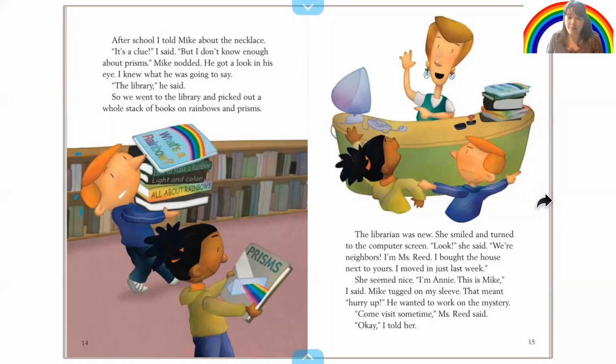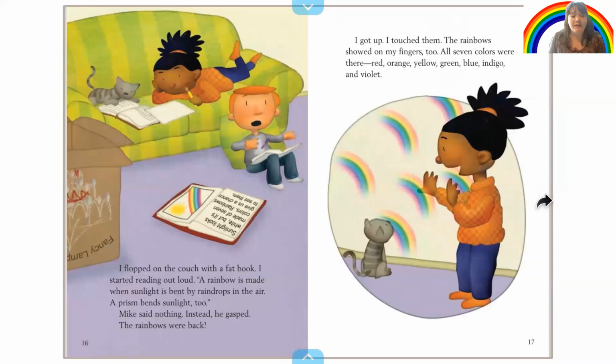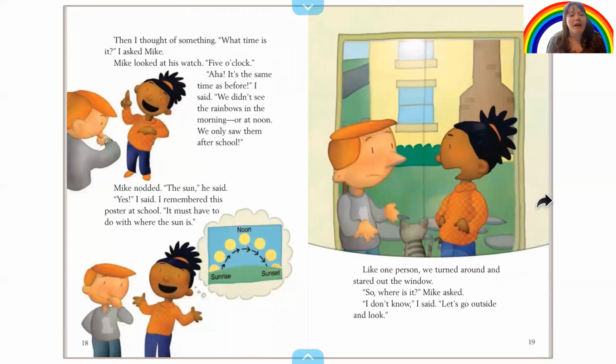"Okay," I told her. I flopped on the couch with a fat book. I started reading out loud. "A rainbow is made when sunlight is bent by raindrops in the air. A prism bends sunlight too." Mike said nothing. Instead, he gasped. The rainbows were back. I got up. I touched them. The rainbows showed on my fingers too. All 7 colors were there: red, orange, yellow, green, blue, indigo, and violet. Then I thought of something.